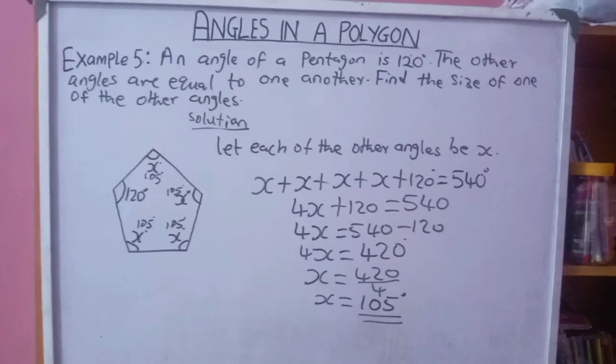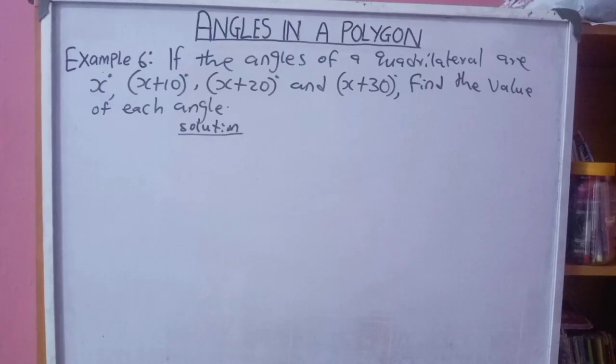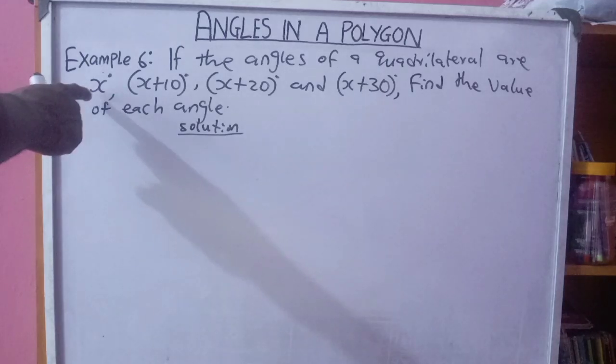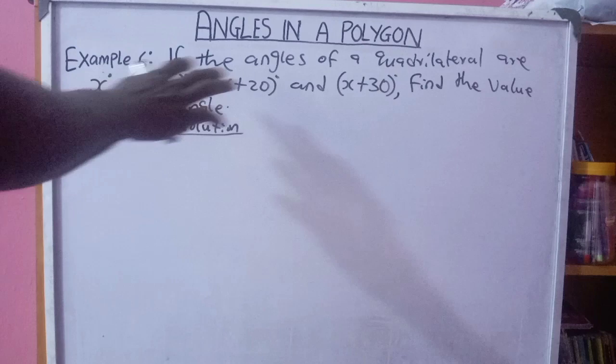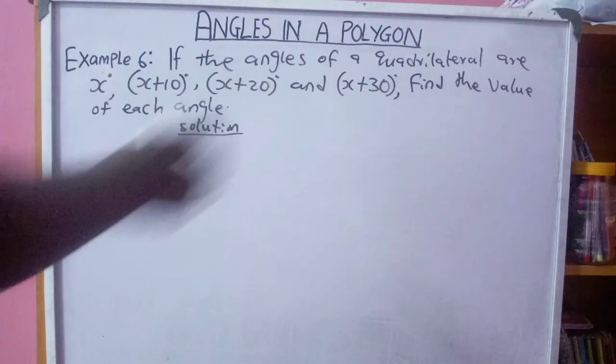Now let's take a look at example 6. Here the question reads: if the angles of a quadrilateral are x degrees, x plus 10 degrees, x plus 20 degrees, and x plus 30 degrees, find the value of each of the angles. So first of all, we have to find the value of x. After finding the value of x, we have to find the value of each of the other angles.